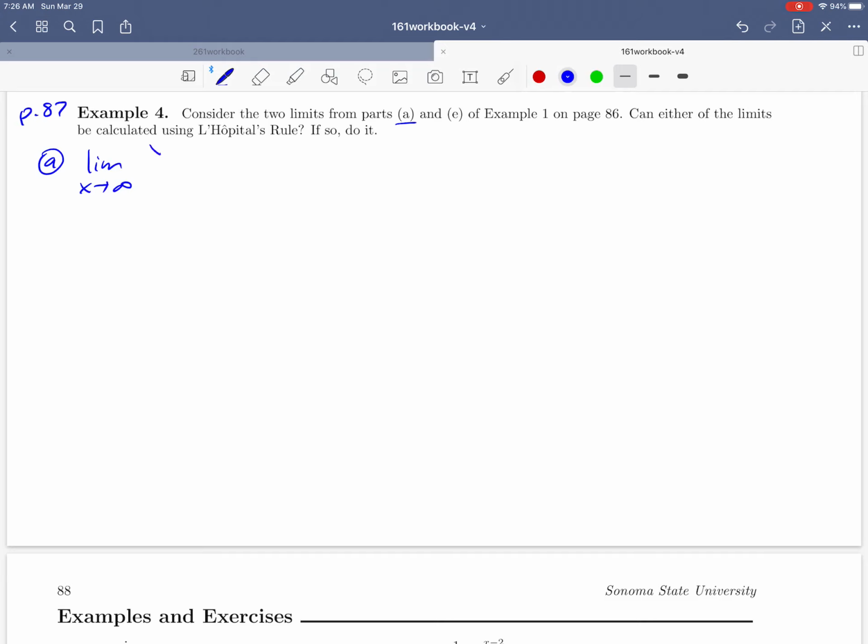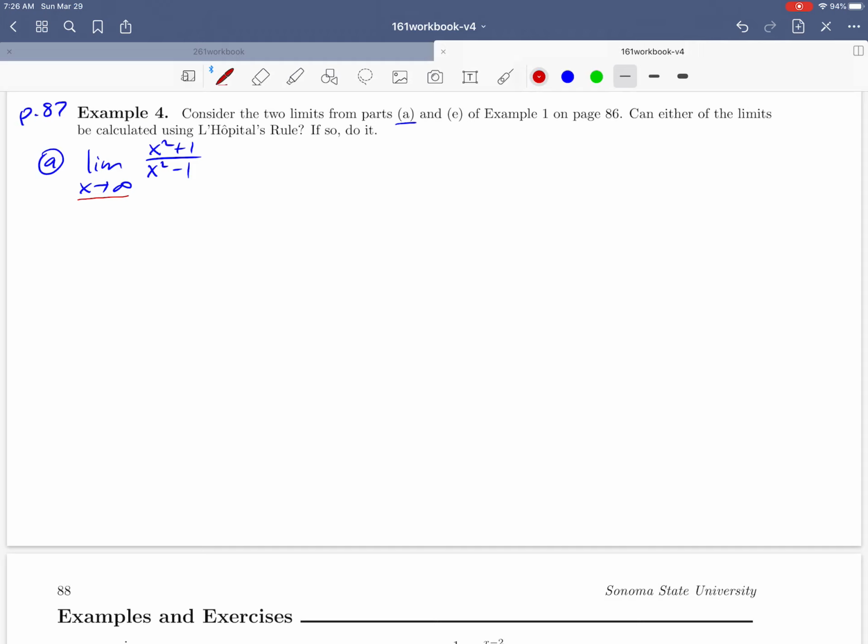And the question they're asking us is, could we use L'Hopital's rule to evaluate either of these limits? Well, let's start with the limit in part A. I'm just recopying the limit from back on page 86. It looked like this: the limit as x goes to infinity of x squared plus 1 over x squared minus 1. Could we use L'Hopital's rule on that?